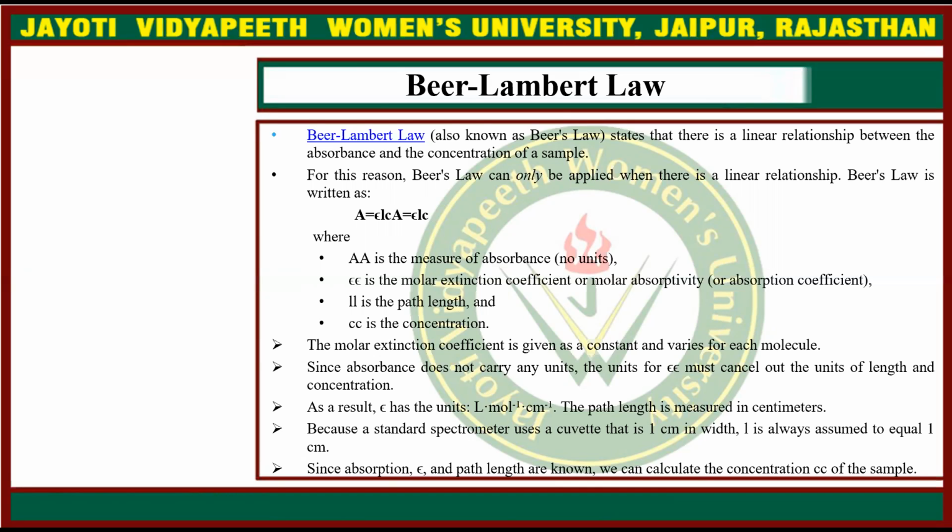The molar extinction coefficient is given as a constant and varies for each molecule. Since absorbance does not carry any units, the units for epsilon must cancel out the units of length and concentration. As a result, epsilon has the units L per mole per centimeter, and the path length is measured in centimeters because a standard spectrometer uses a cuvette that is 1 centimeter in width. L is always assumed to equal 1 centimeter. Since absorbance, epsilon and the path length are known, we can calculate the concentration C of the sample.